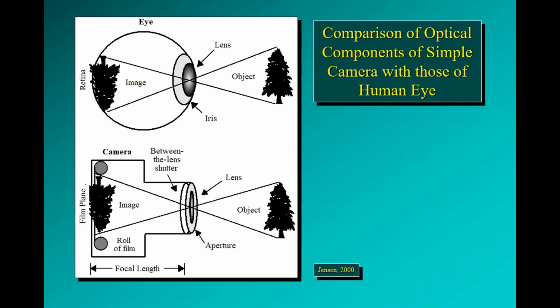In the upper portion of the diagram, we have a schematic diagram and profile view of the image acquisition process for the human eye. And similarly, we have that same sort of diagram, but for a basic camera system. In this case, it is a film-based or analog camera type of a system.